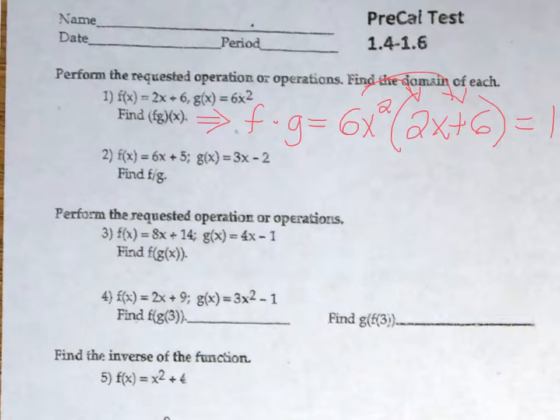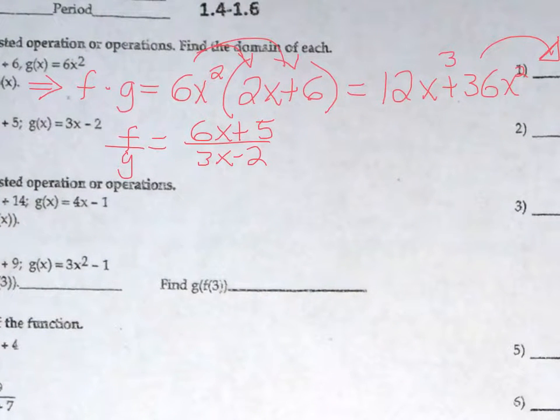Okay, so f divided by g is just 6x plus 5 divided by 3x minus 2. And that's all you need to do. Now, what about the domain? What's the domain? Well, the restriction on rational functions is that the denominator cannot be equal to 0.